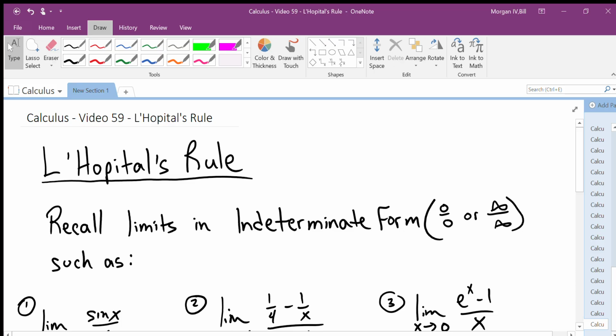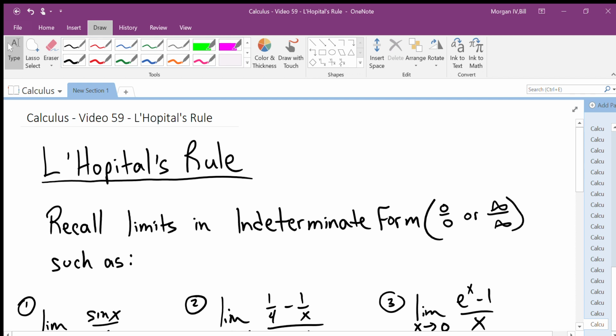But now that we know derivatives, we can go back and we can use L'Hopital's rule to solve limits that were maybe a little bit challenging for us in the beginning of the semester. So, specifically, recall limits in indeterminate form. Remember, indeterminate form is when we have like 0 over 0 or infinity over infinity. So if the limit ended up being 0 over 0 or infinity over infinity, we're going to be able to use L'Hopital's rule to solve it. If the limit is not 0 over 0 or infinity over infinity, you cannot use L'Hopital's rule.